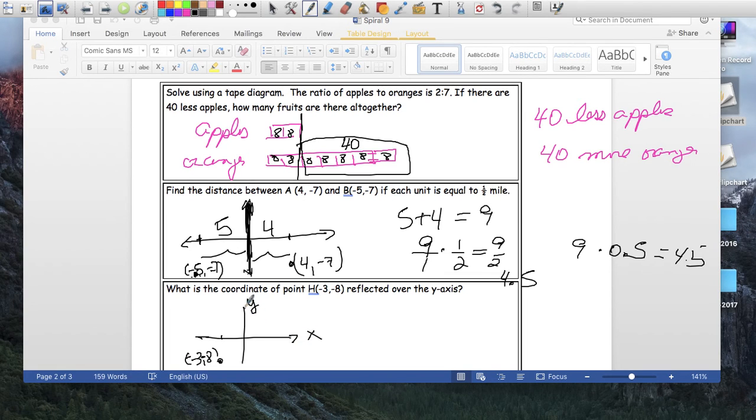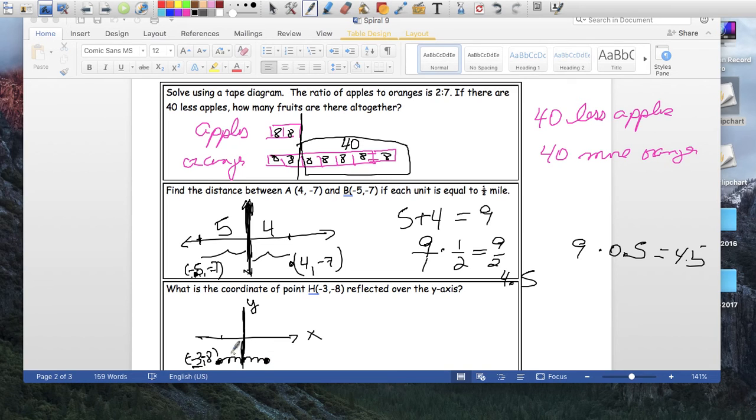Reflection over the y-axis means this point here has to jump from this side to this side. Okay, we're going this way. So that's easy. Think of your mirror reflection. It's the same distance away on the other side. So how many steps is this point away from the y-axis? It's 1, 2, 3, because it's negative 3. So it should be 1, 2, 3 steps away on the other side.